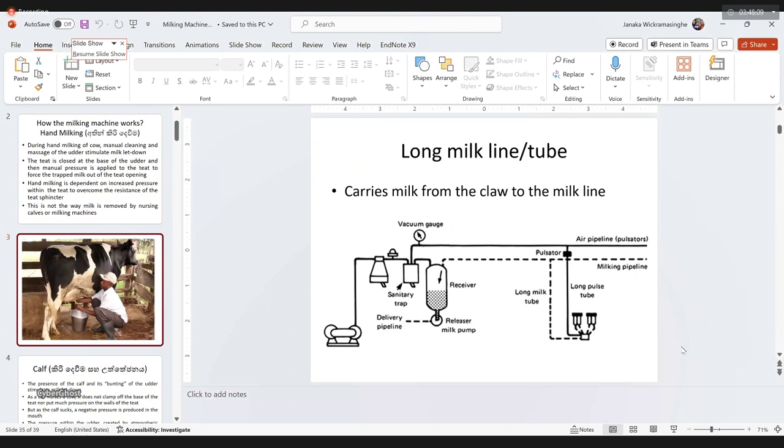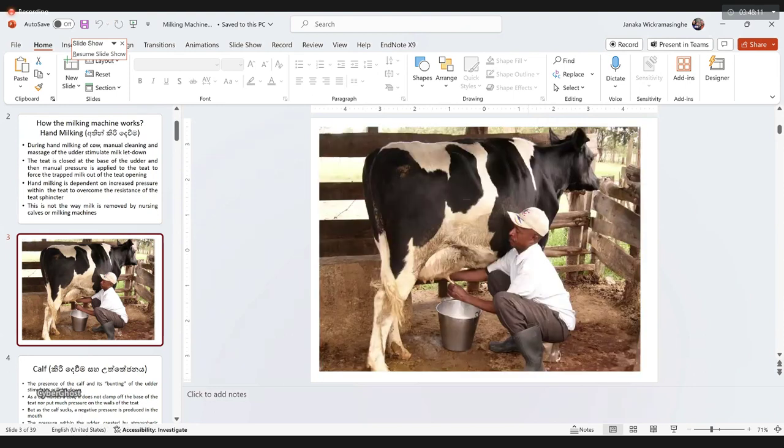Right, so this is a manual milking process. You might have seen this, but I wanted to show you again. You can see this person, the milker, who is milking. This is a stainless steel bucket, but still you can see other unhygienic places in this location.